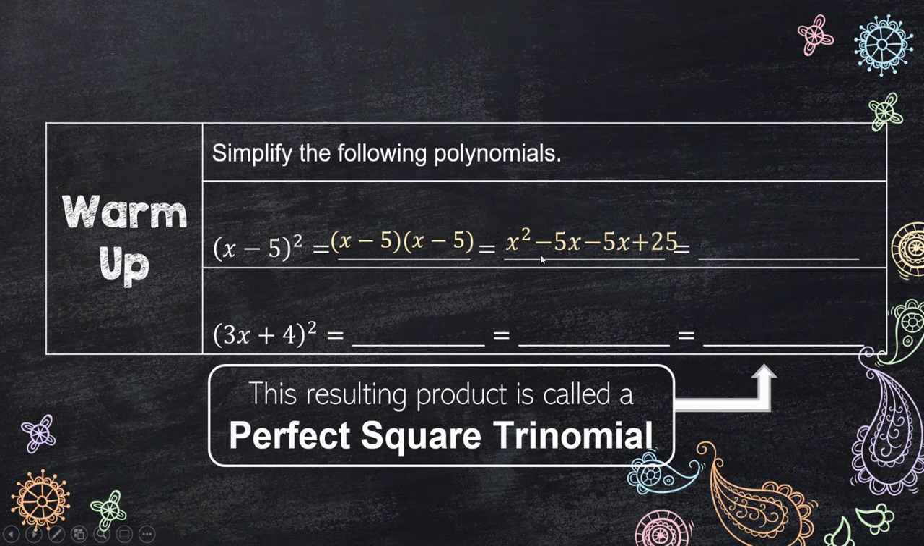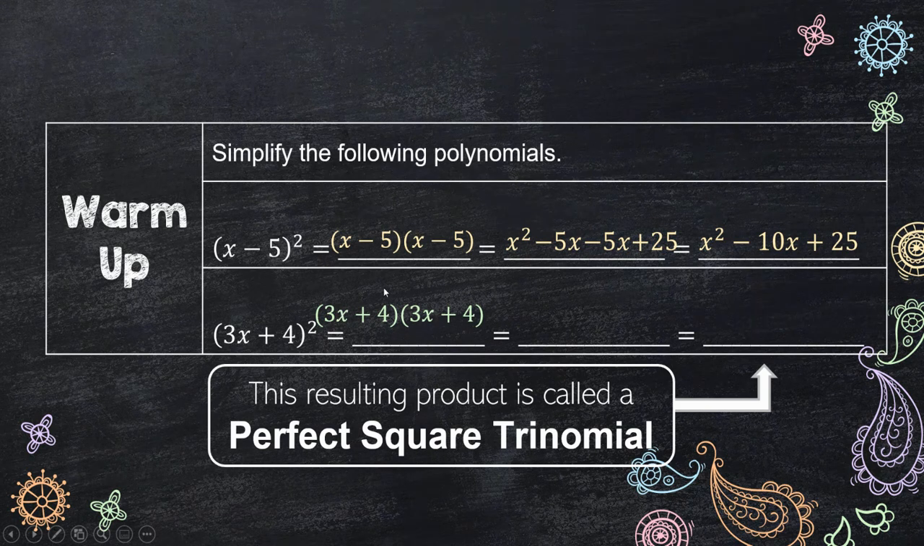Next, we would combine like terms. Negative 5x minus 5x would combine to be negative 10x. So after distributing and simplifying, we get x squared minus 10x plus 25. On the second one, we have 3x plus 4 squared, so I'm going to write it out as 3x plus 4 times 3x plus 4.